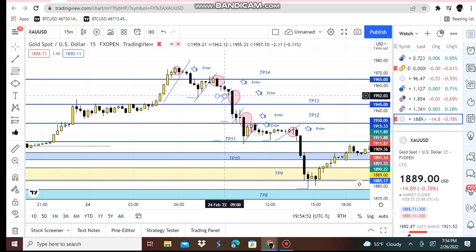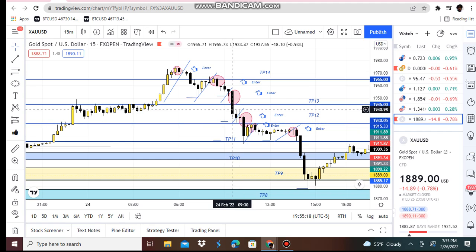Boom, take profit. Heads back up to 1958. Boom, could have gotten in at 1955. Boom, and rolled it all the way down to 1930. Boom, and it breaks this trend line, and you're in profit from 1955 all the way down to 1930. Take profit 12. Boom, you're in profit. Boom, it heads back up to 1942. Breaks this trend line at 1935, 1941, around this area.